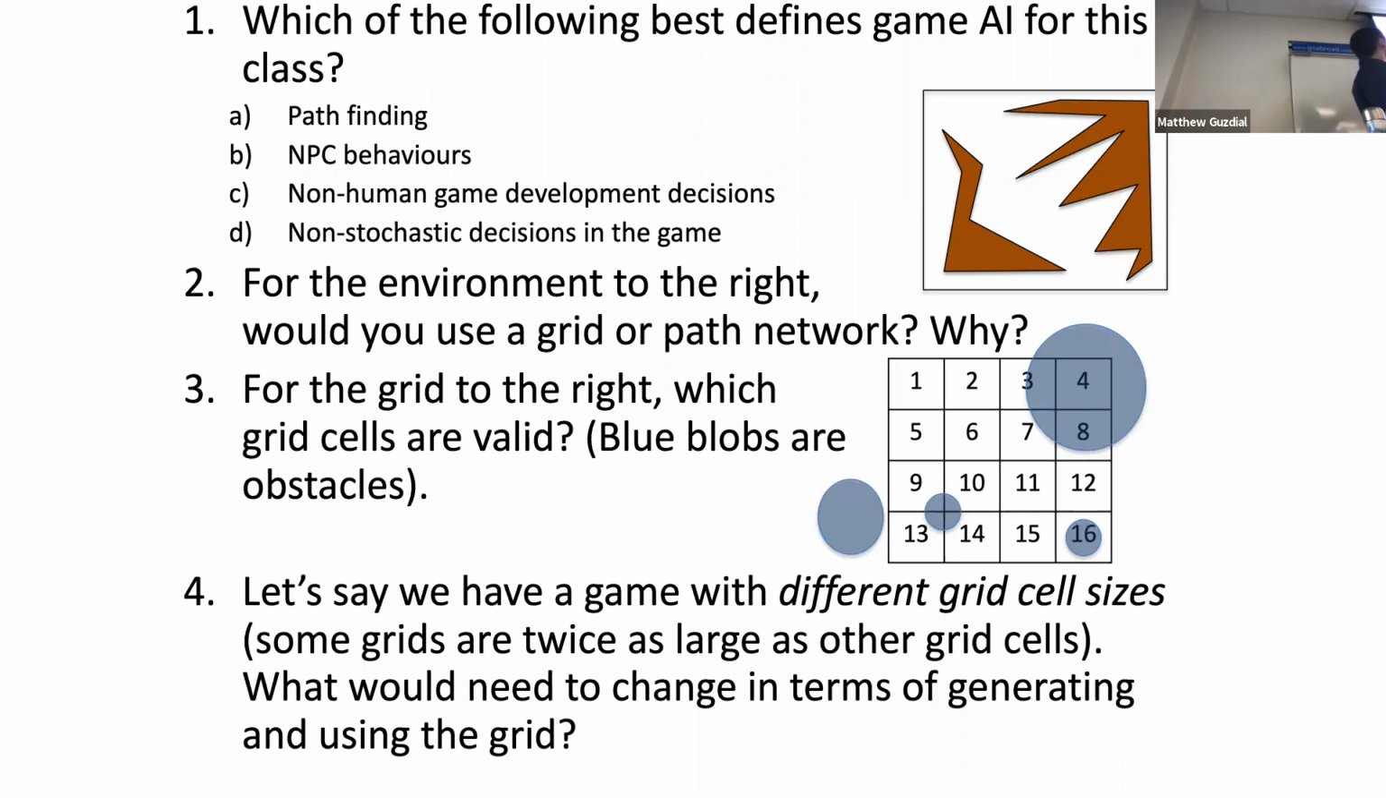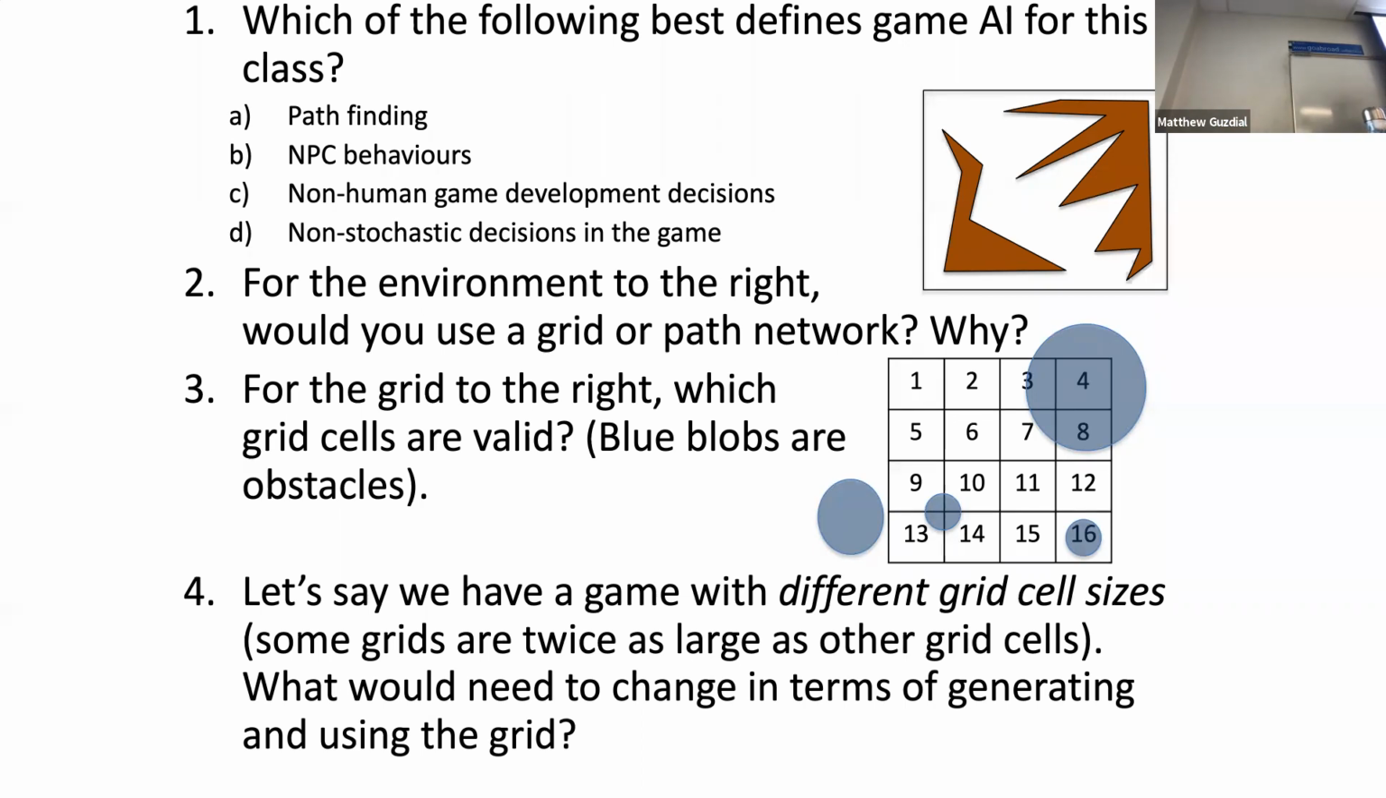So C, now the wording here could be better, and I do apologize for that, but non-human game development decisions, if we're talking about game development as inclusive of things that are in the final game, then yes, that is everything you want, and we're going with C, okay? That's the reasoning there.